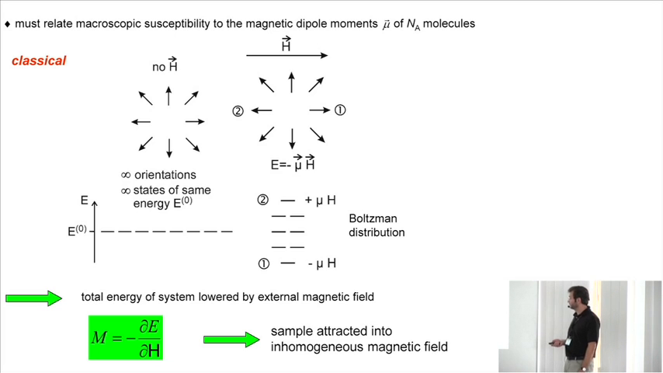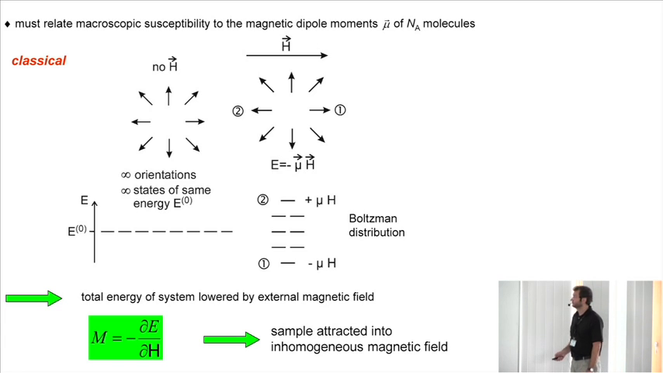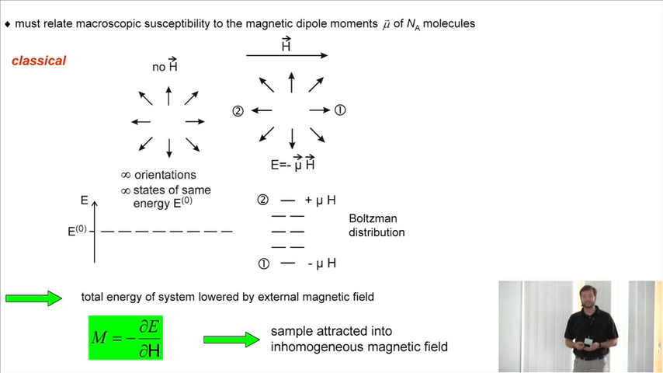And this leads to a very important equation in magnetochemistry, how we can calculate the magnetization. The magnetization is nothing else than the negative derivative of the energy by the magnetic field. So if we stabilize something, then dE/dH is negative. Negative times negative is positive. Then we have a positive magnetization, we have a paramagnetic sample. And this is also the reason, when we have an inhomogeneous magnetic field, that a paramagnetic sample gets attracted into the inhomogeneous magnetic field, because the highest energy stabilization is where the highest magnetic field is.